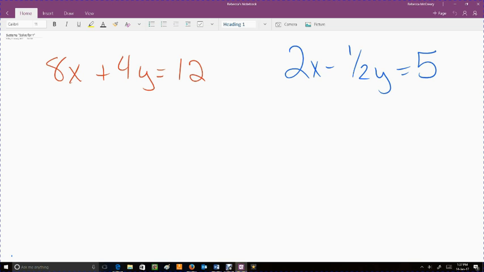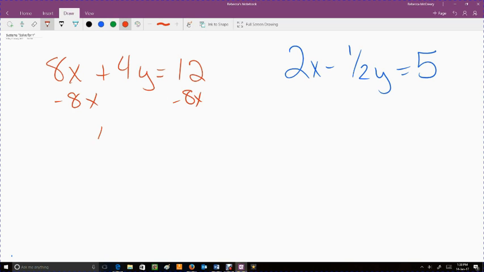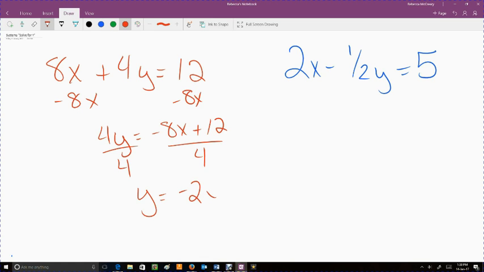Okay, so let's start with our 8x plus 4y equals 12. So what we're going to do, again, to get that y by itself, is subtract our 8x. We've got 4y equals negative 8x plus 12, just to keep it a little bit more consistent for when we graph it. Now we're going to divide everything by 4. We get y equals negative 2x plus 3. Okay, that's a pretty standard slope-intercept equation. Should be pretty easy to graph.